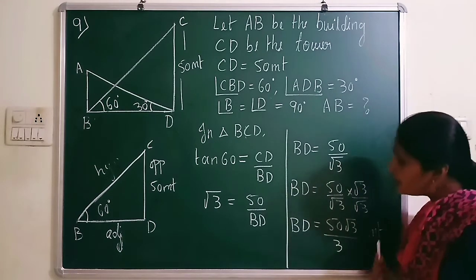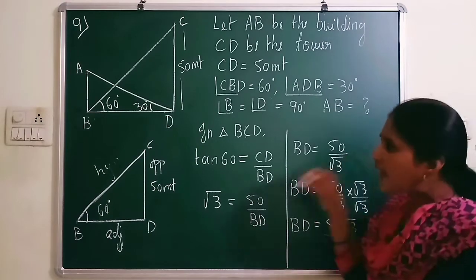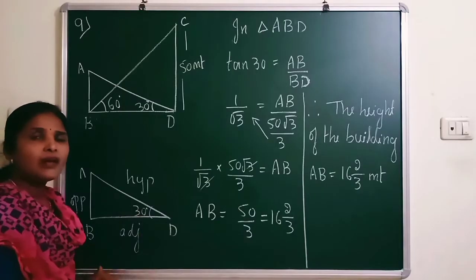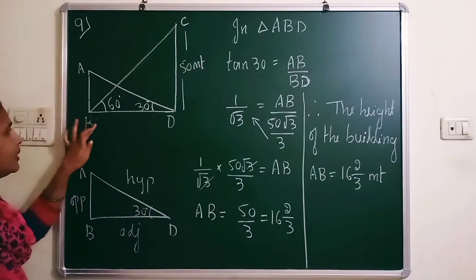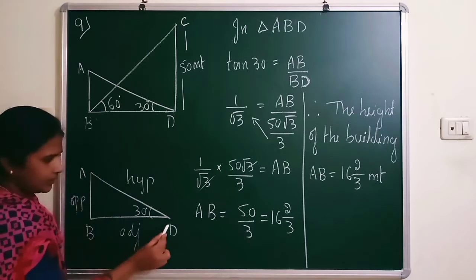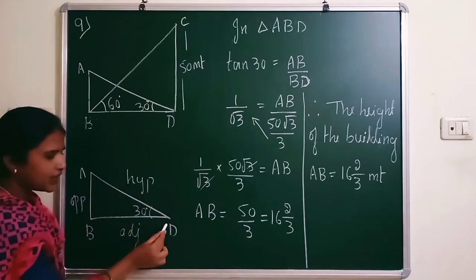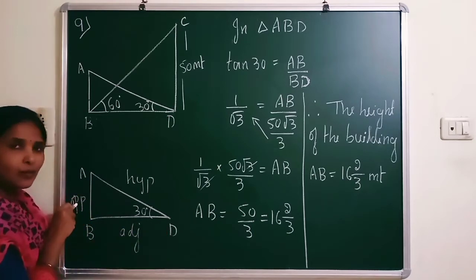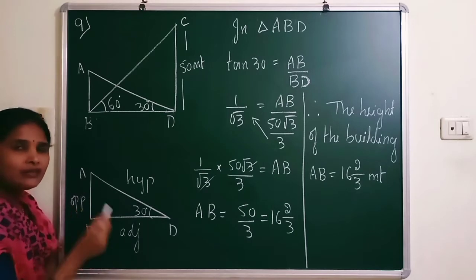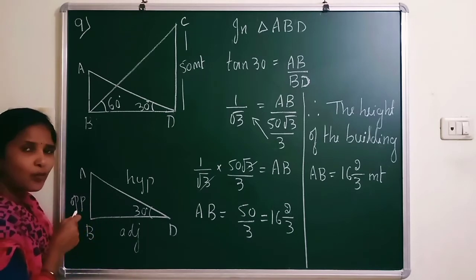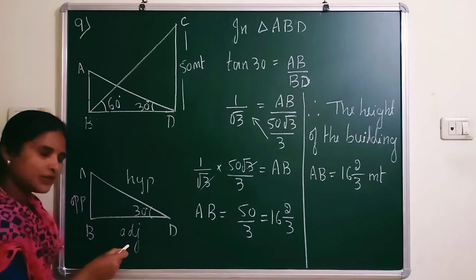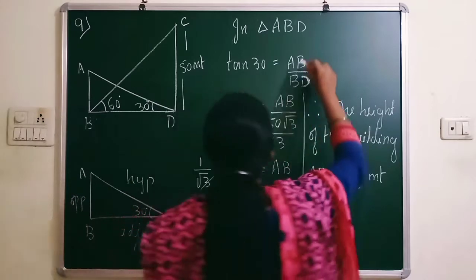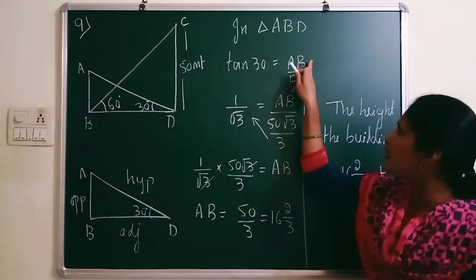Now, with the help of this value of BD, we can find the value of AB in triangle ABD. Now, let us take another triangle, that is ABD. In the previous triangle, we could find the value of BD. Now, with the help of BD, I need to find the opposite, that is AB. So, again I have to take the trigonometric ratio related to opposite by adjacent. Opposite by adjacent is tan. That is tan 30 equals AB by BD. So, in triangle ABD, tan 30 equals AB by BD.